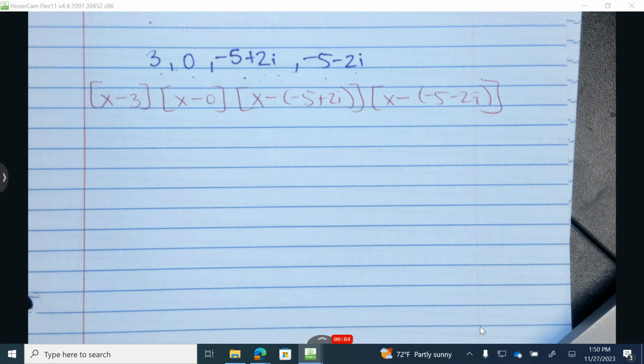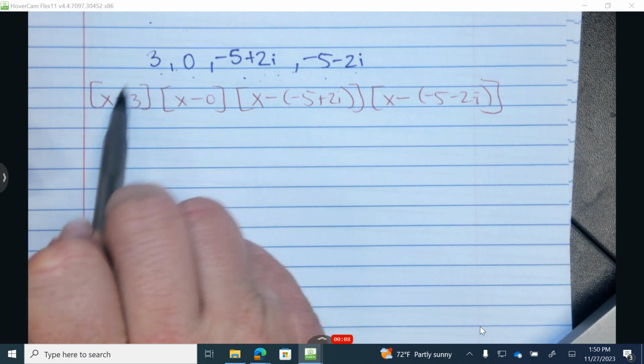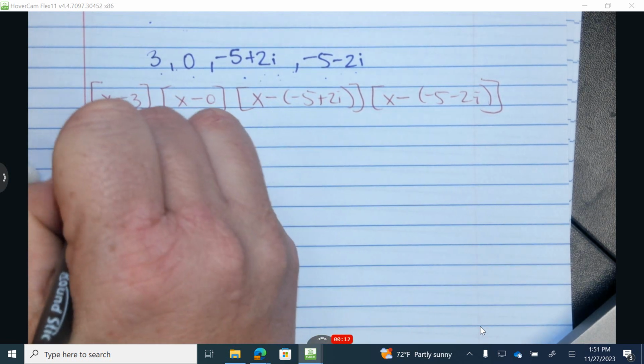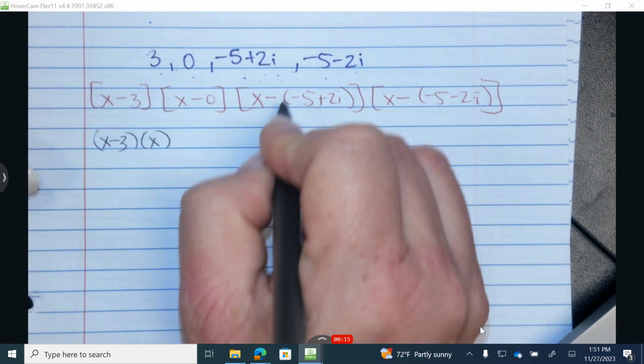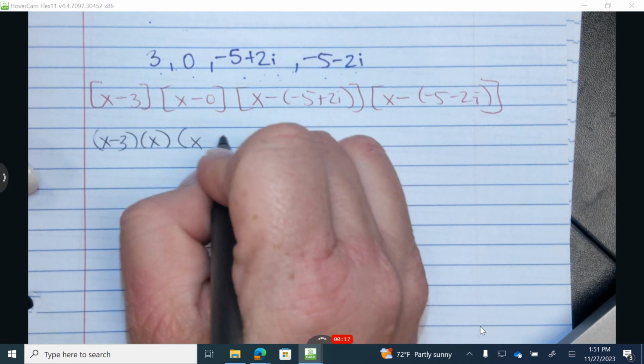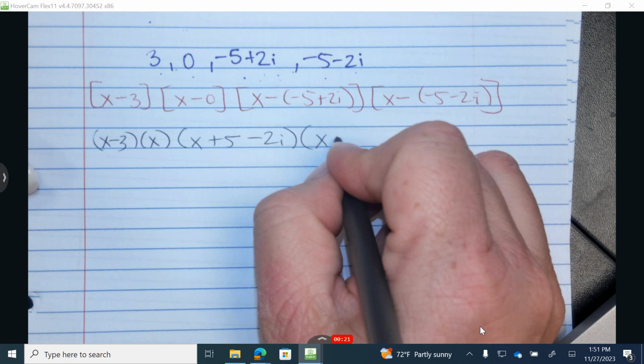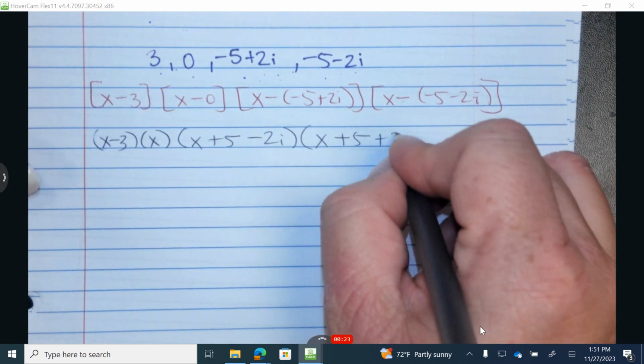Okay, looking at number 15 from Fundamental Theorem of Algebra. So x minus 3, x minus 0, x minus this quantity, x minus this quantity. Let's distribute to get x minus 3. Now when I distribute, I get x plus 5 minus 2i and x plus 5 plus 2i.